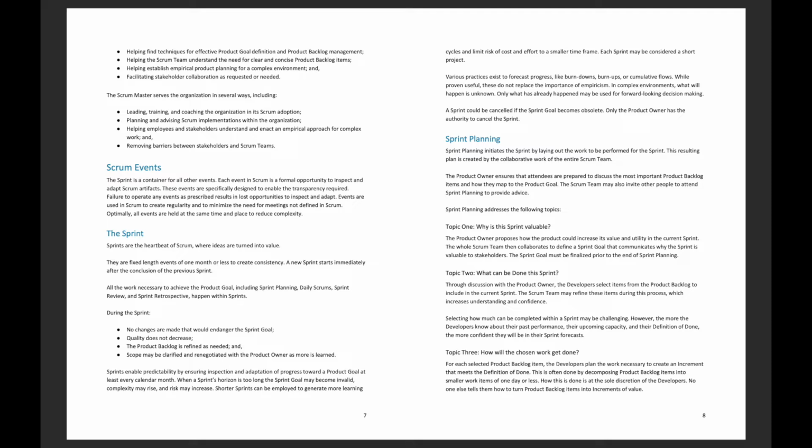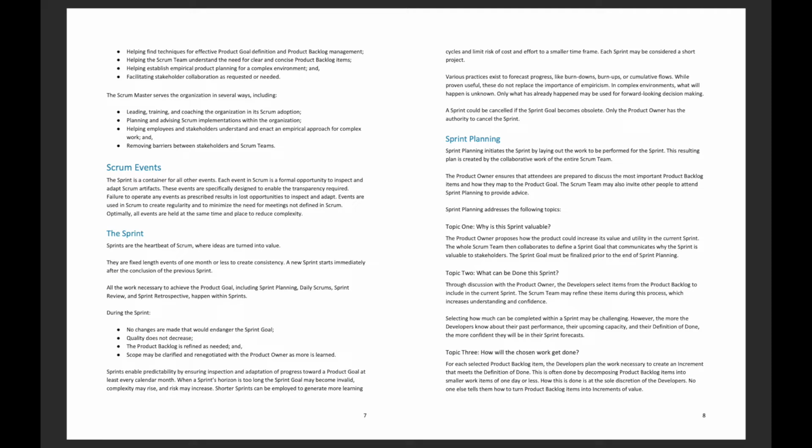The Scrum Master serves the organization in several ways, including: number one, leading, training, and coaching the organization in its Scrum adoption. Number two, planning and advising Scrum implementations within the organization. Number three, helping employees and stakeholders understand and enact an empirical approach for complex work. And number four, removing barriers between stakeholders and Scrum teams.